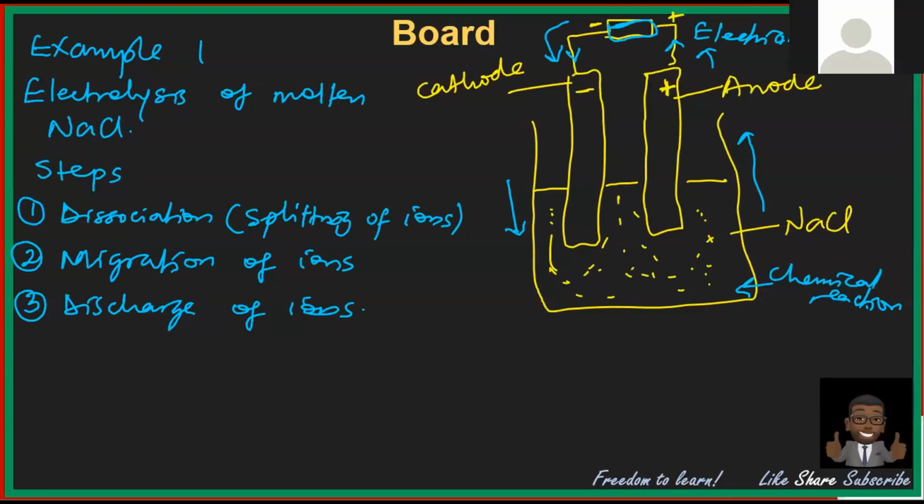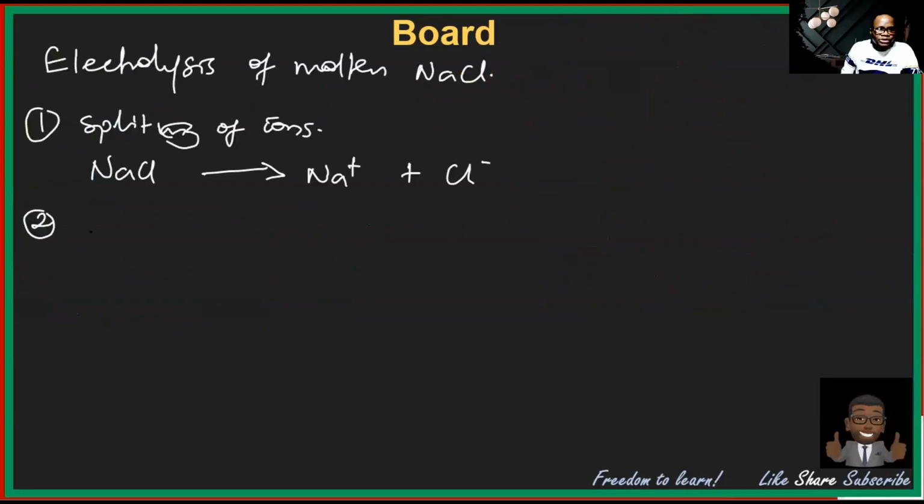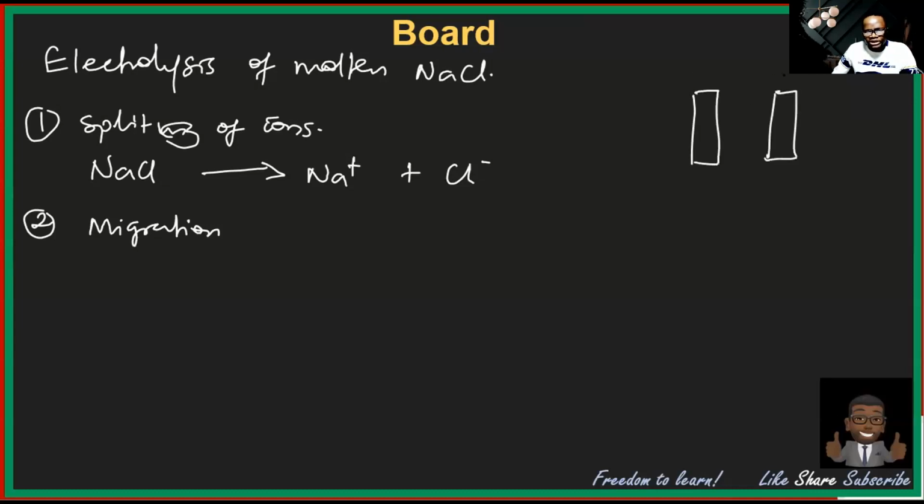Was it the migration of ions? Migration. So it's going to migrate. Migration means where is it going to migrate to? Let me give you a pictorial representation here. You have your negative and you have your positive. This is your anode, while this is your cathode. Cathode is negative.